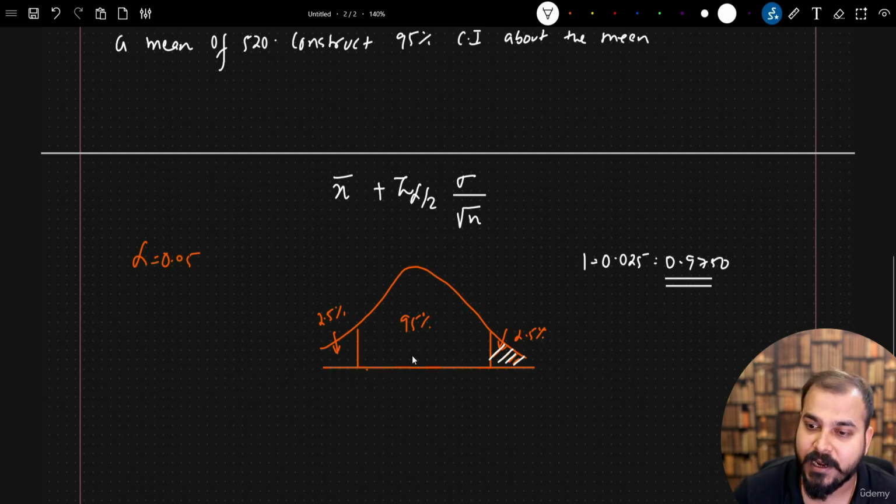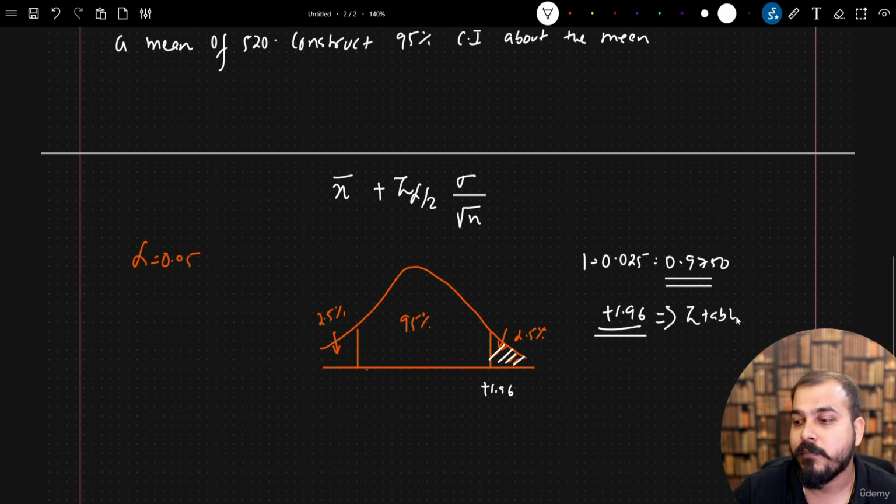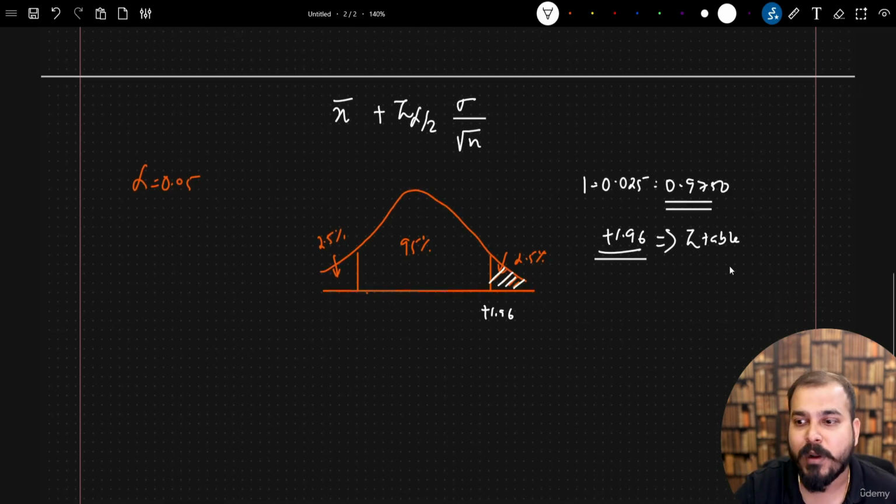And with respect to this, the area under the curve of 0.9750 corresponds to 1.96. So over here, I'm going to get 1.96. How did this come? This is from the Z table. Just go and check where the 0.9750 area under the curve lies, and you'll see it is nothing but 1.96. If this is plus 1.96, then this will be minus 1.96, right? Now we'll go ahead and calculate.